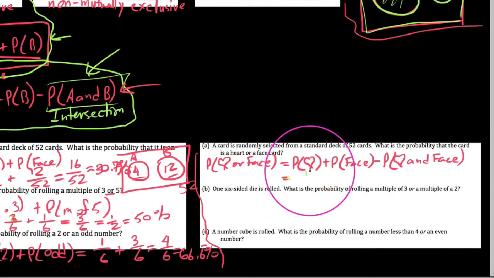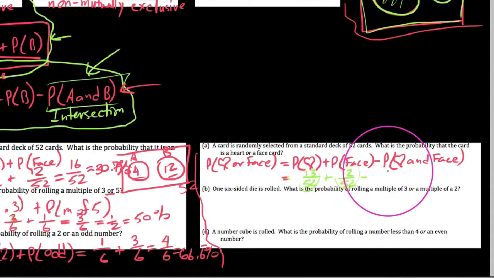We say, well, there are 13 hearts out of 52 total. Plus now how many face cards are there? Well, we say 12 face cards out of a total of 52. But recognize this, when we counted the hearts, we counted the Jack, the Queen, the King of Hearts. And when we counted the face cards, we also counted the Jack, the Queen, the King of Hearts. So now we get to subtract off all of those that were both a heart and a face card at the same time. And there are 3 cards that are hearts and face cards at the same time.